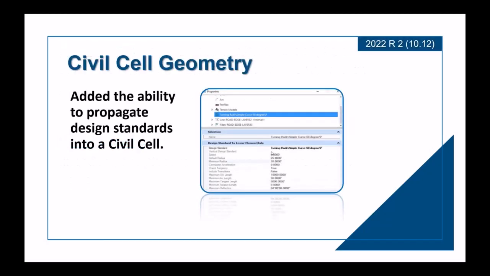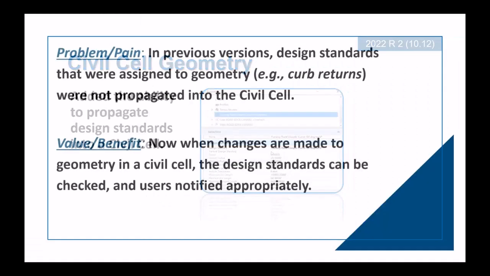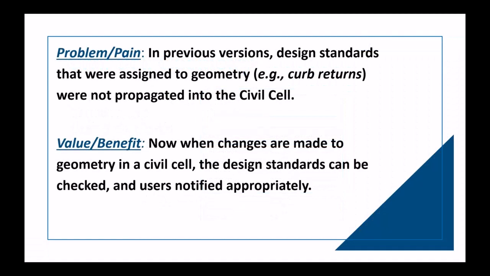Let's see, what else? Civil cell geometry. We added the ability in 2022 R2 to propagate design standards into a civil cell. In previous versions, let's say you had a curb return with a design standard assigned to that piece of geometry. If you built a civil cell using that geometry, the design standard would not propagate or carry through to the civil cell. That is no longer true beginning in 2022 R2.